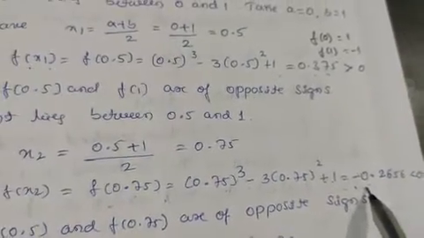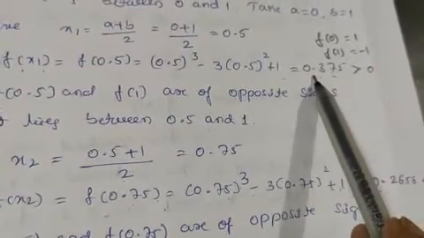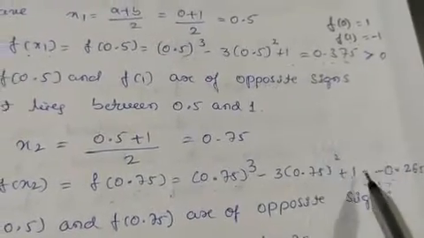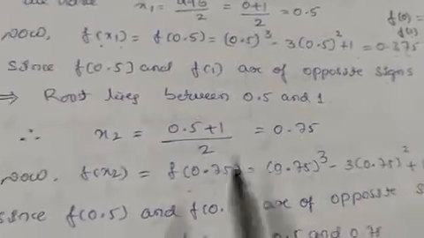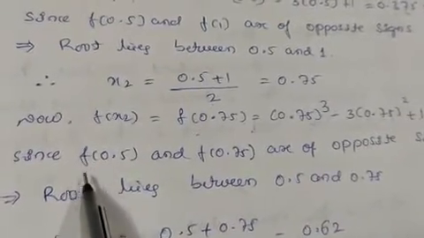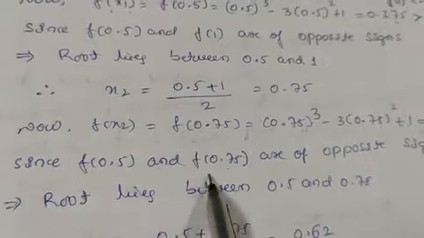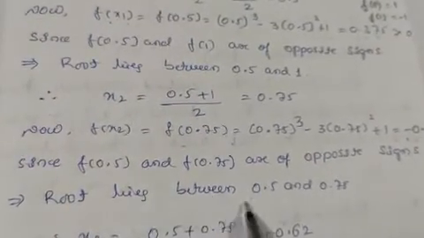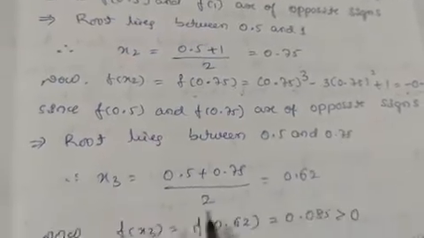F of x2 is negative and f of x1, f of x1 is what here? Positive. So they are opposite signs. F of x2 is negative and f of x1 is positive. Therefore the root lies between these two. So this implies, since f of 0.5 and f of 0.75 are of opposite signs, the root lies between 0.5 and 0.75.